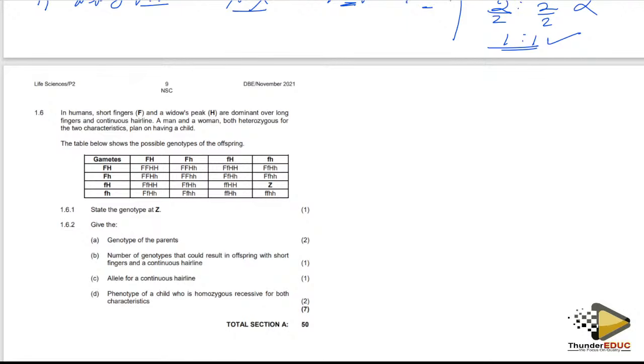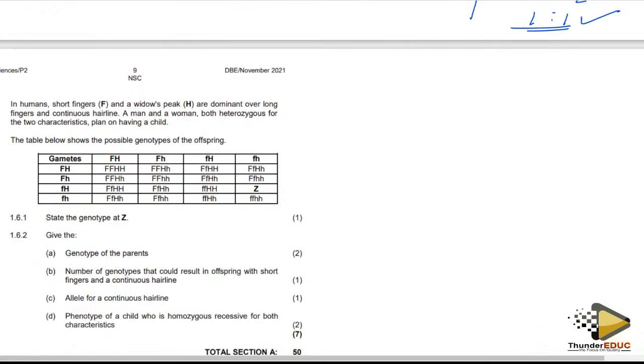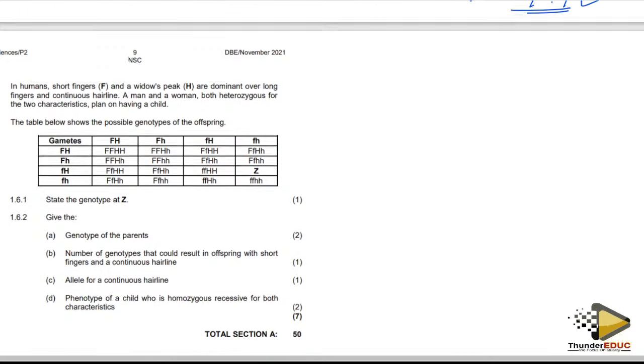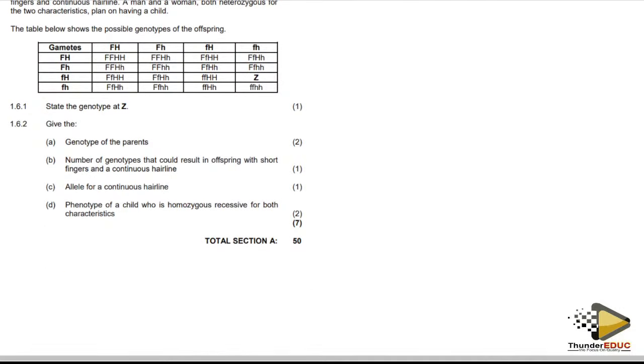I don't know whether you see it clearly. Yes, they are planning to have a child. Members, let me know if you can see clearly what I'm trying to write here, or the resolution is not that good. Let me know so that you don't miss out.